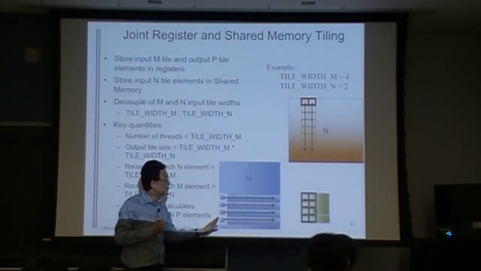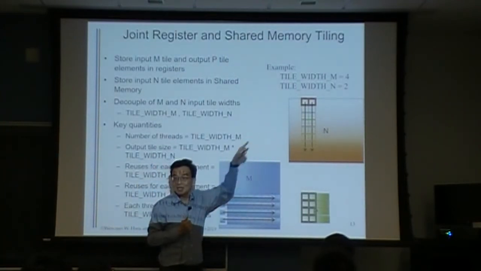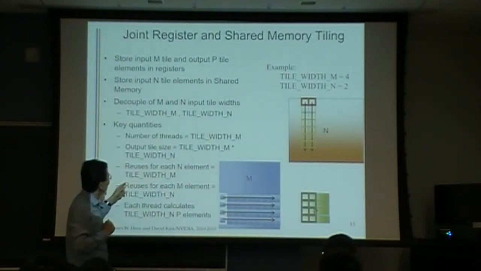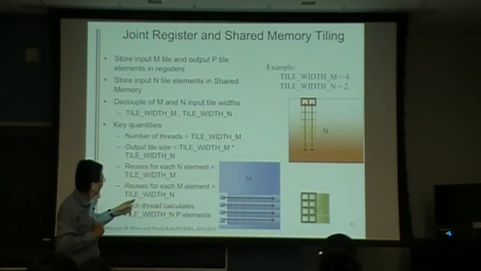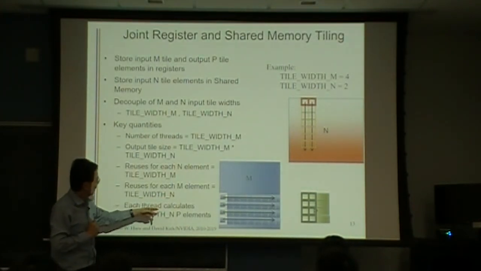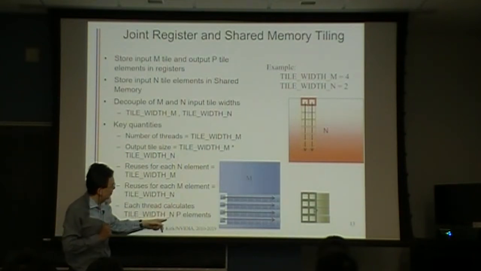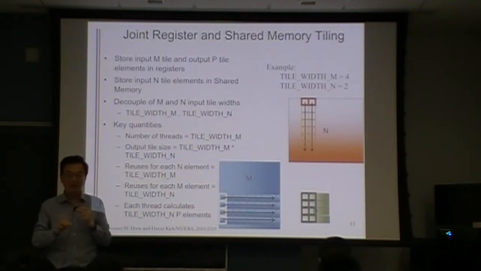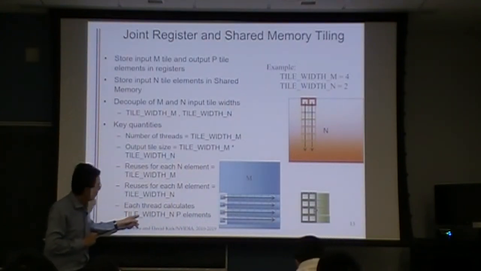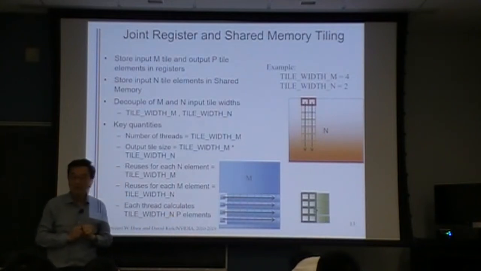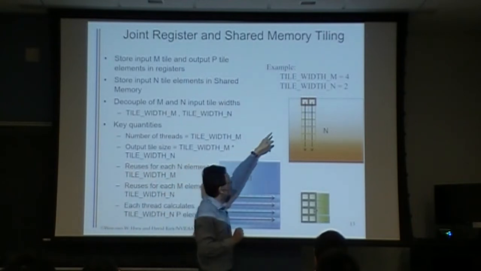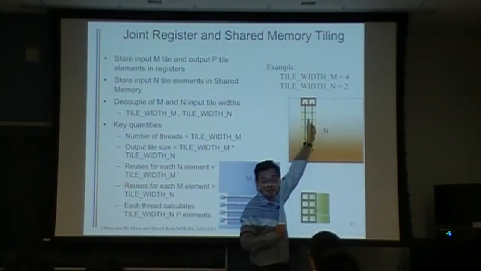Because all these ones are going to be reusing the same N elements in doing their steps. And then the reuse for the M element is the tile width of N, right? And so each thread calculates tile width N P elements. That is, we're going to do thread coarsening, okay? So that each thread will be calculating multiple P elements, and the number of P elements is determined by tile width of N.